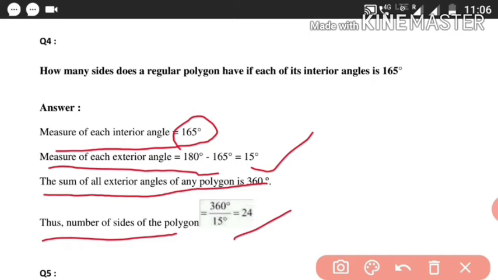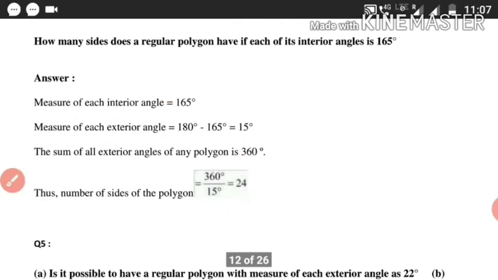So to find the number of sides, given the exterior angle, what do we have to do? 360 divided by each exterior angle. And if we want to find the exterior angle, then what will we do? 360 divided by the number of sides, then we will get the answer. Now come to the next question, question number 5.